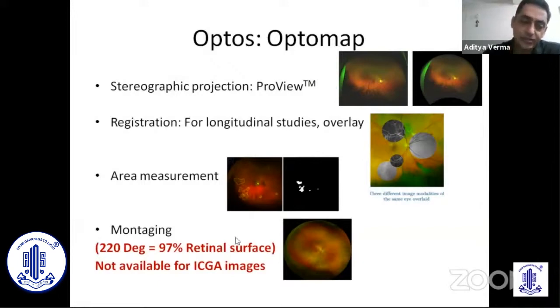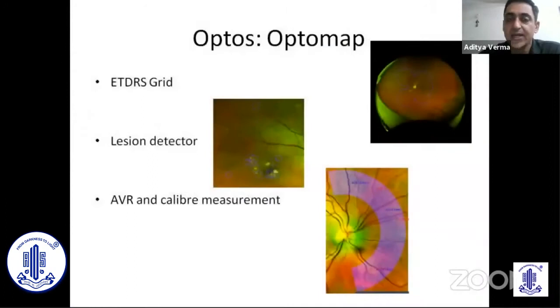And montaging, we have been using for a large number of years so far. But as we can see here, with the help of Optos, about 220 degrees, that is 97% of the retinal surface area, can be very well seen. Unfortunately, this is not available for the ICGA images, but I think we can expect this soon.